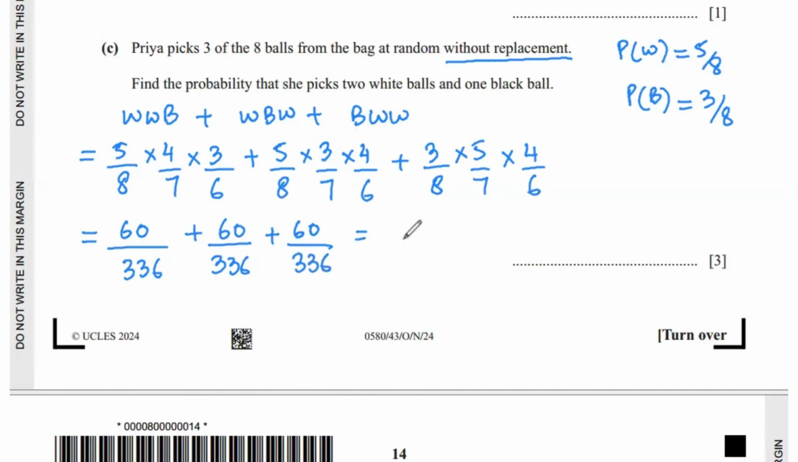That's 180 over 336. And that can be simplified to 15 over 28. That is the probability of her picking 2 white balls and 1 black ball without replacement.